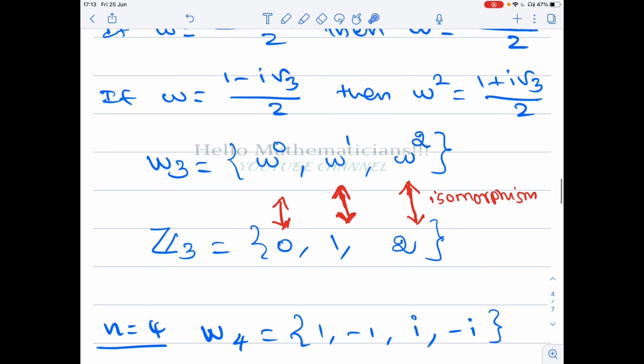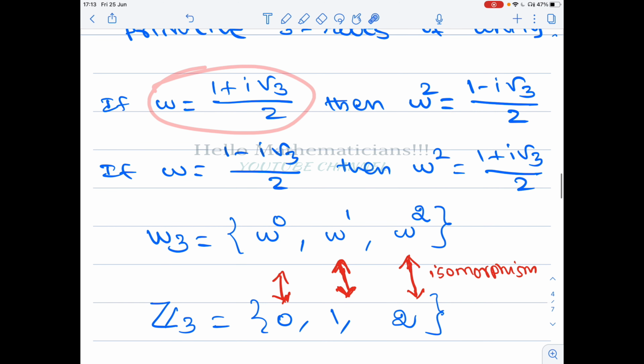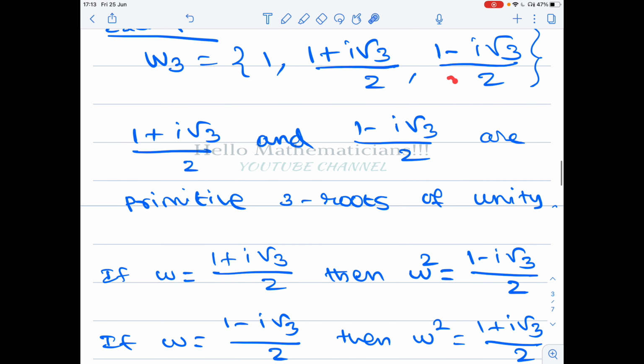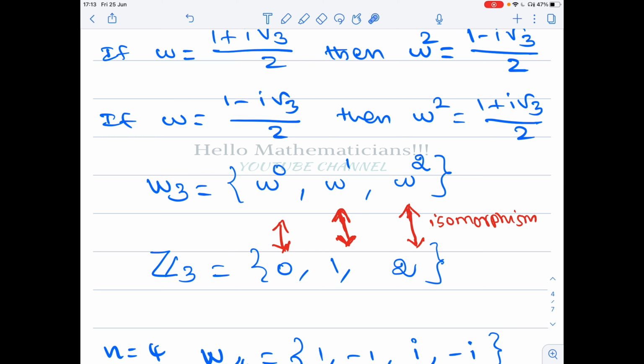So I take this to be my W. Then I get W to the power 0 is 1, W to the power 1, and W square will be this number. So I get W3 equal to this set. Now if you look at Z3, it has elements 0, 1, 2, and you just look at the powers of this number. This will give you the isomorphism between these two groups.